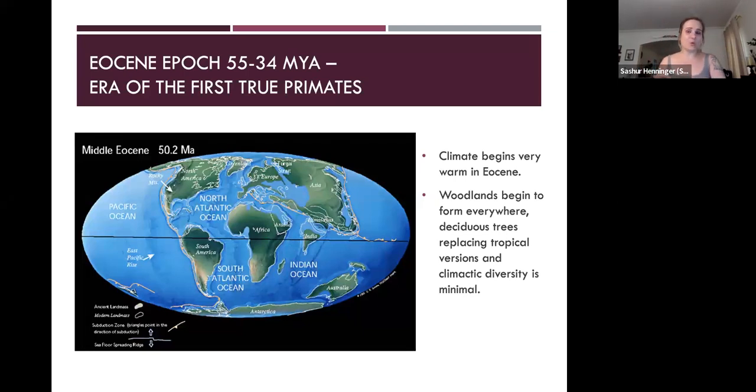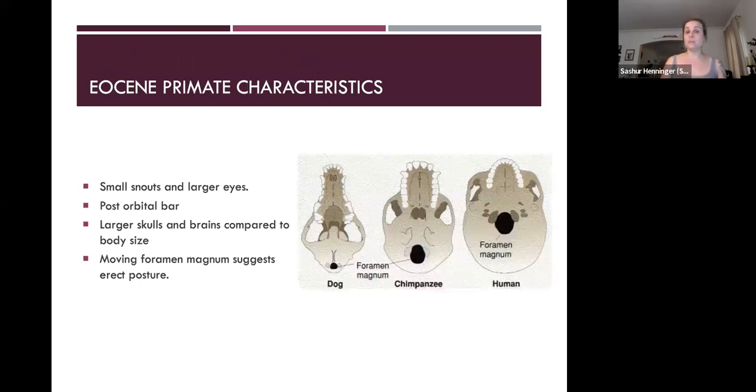During the Eocene, we're talking about a fully woodlanded environment, top to bottom, almost no climatic diversity. Everywhere is covered in trees, right? Everywhere is covered in dense deciduous trees that are rapidly replacing tropical versions. Of course, tropical versions still exist, but we are setting the stage for all of those traits that primates will use to live arboreally, right, in the trees.